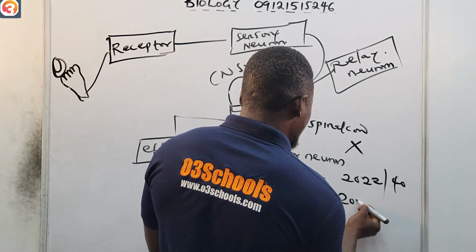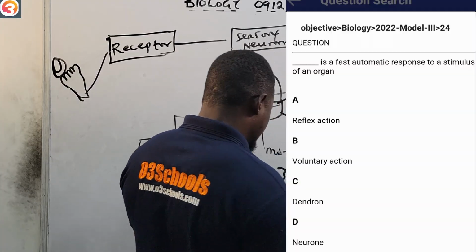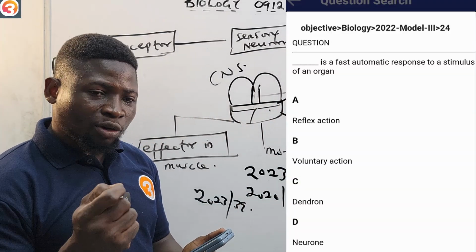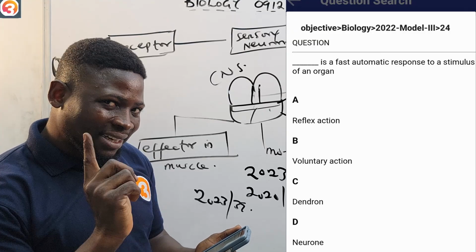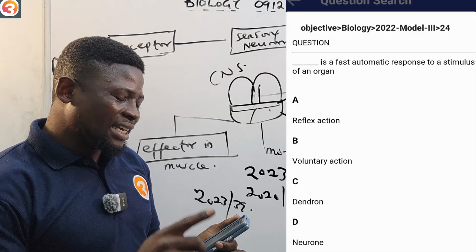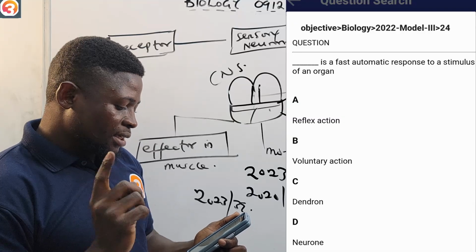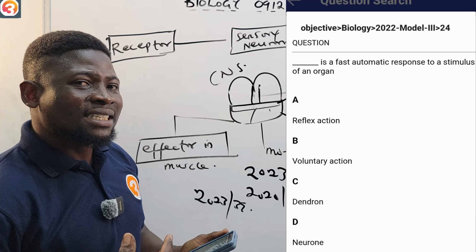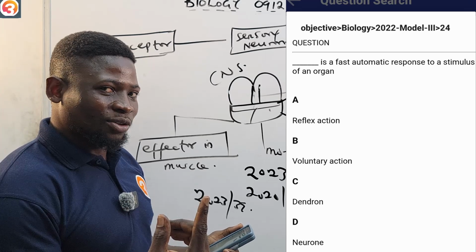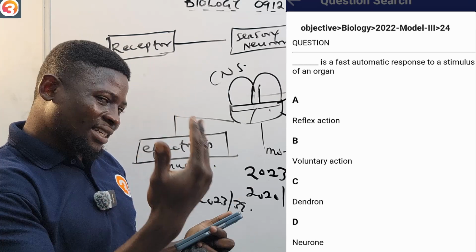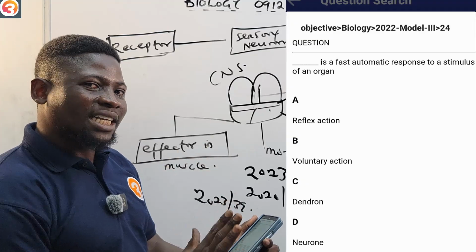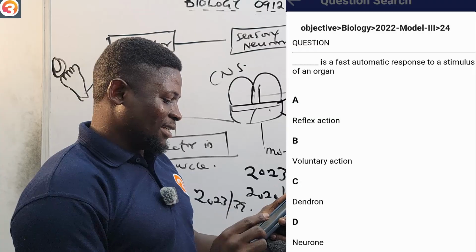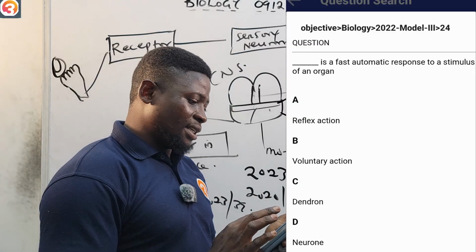2022 also, number 24 says, dash is a fast automatic response to stimulus of an organ. Fast automatic response. A says reflex action, B says voluntary action, C says dendron, D says neuron. Okay, so it is not the dendron. The dendron is what passes the electrical signal to the dendrite. So the dendron is part of the dendrite. That is that for that. So tell me the correct answer in the comment section in this case anyway.